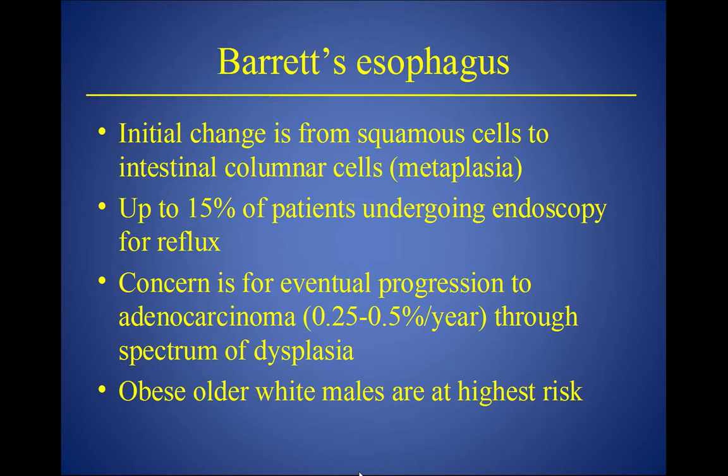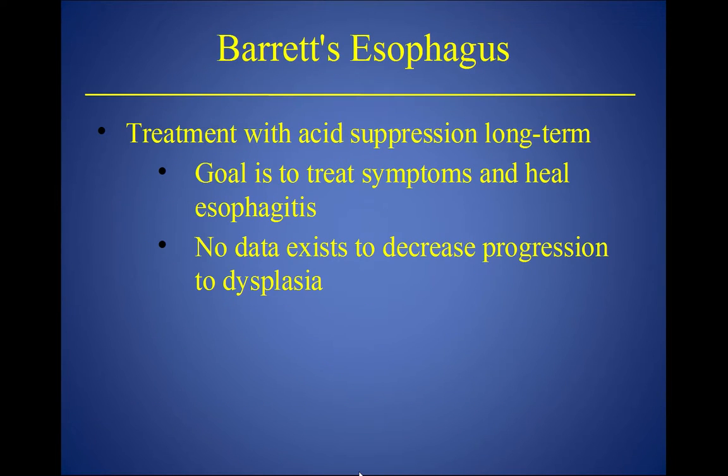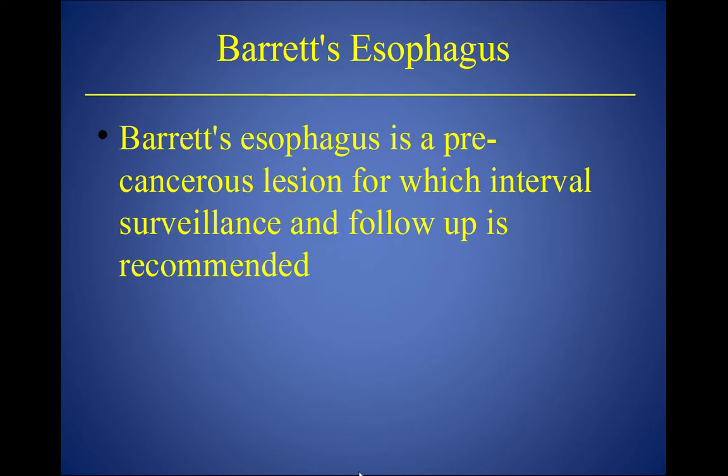The concern is that obviously this eventually could progress into esophageal cancer, and that's why we screen for Barrett's and surveil for Barrett's. Older white males are at the highest risk, which is why those are the patients usually more likely to get screening endoscopies in the setting of GERD. Treatment with acid suppression long term, there's no great data that says it's going to decrease the rate of progression to dysplasia, but the guidelines, including the ones that recently just came out, do continue to recommend acid suppression with PPI therapy for Barrett's.